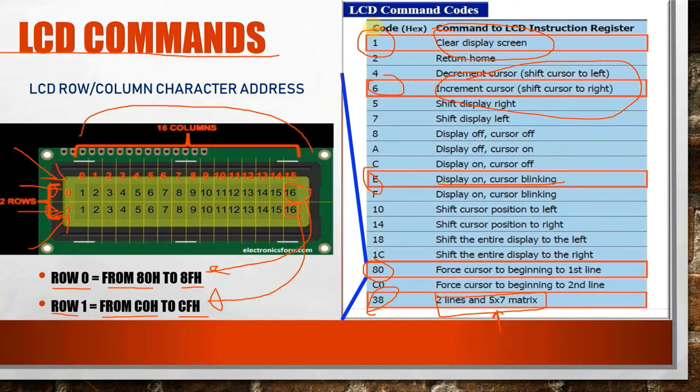So the 5 commands which we need to supply are 01 for clear display, 06 for increment cursor, 0E for display on and cursor in the blinking pattern, anything from 80 to 8F or C0 to CF, wherever you want to push your character, and 38 for 2 lines and 5x7 matrix display type.